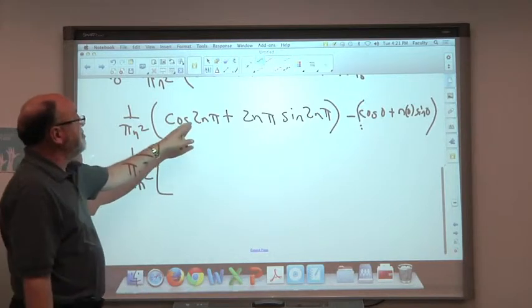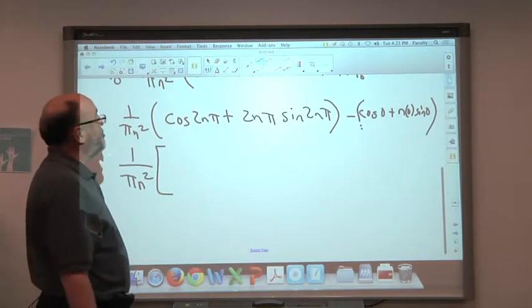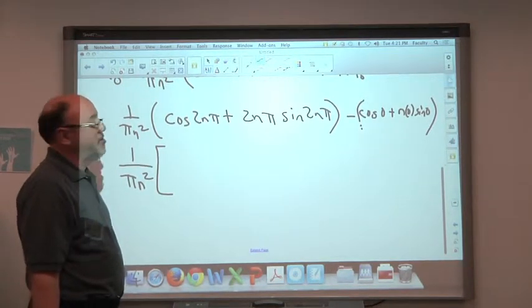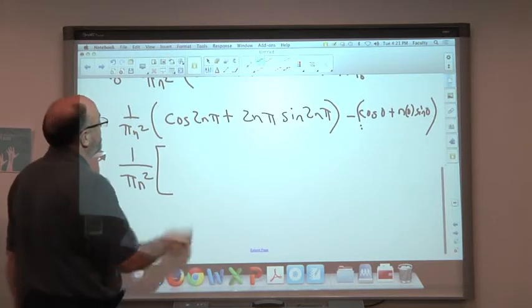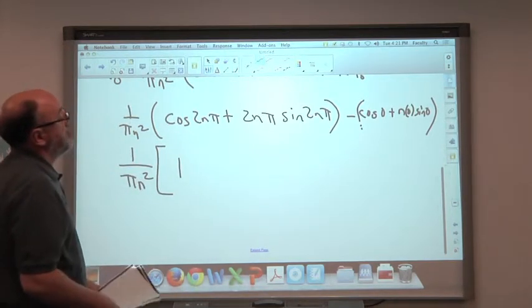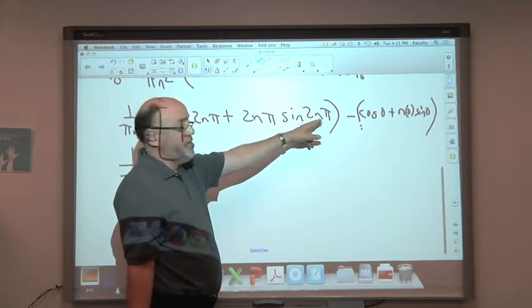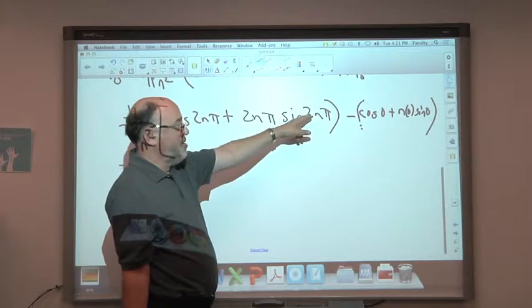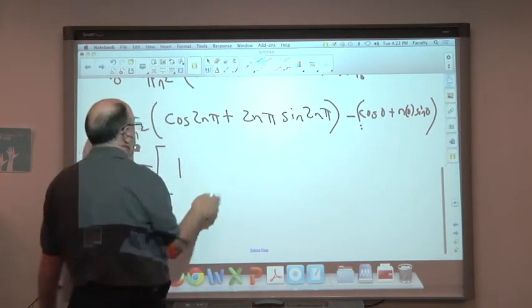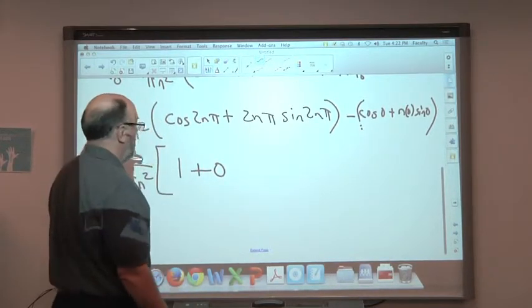Right. So the cosine of 2 pi is 1. And so the cosine of 4 pi is 1. Cosine of 6 pi is 1. So this is always going to be 1. Right? The sine of 2 pi is 0. Sine of 4 pi is 0. So this term will always be 0.